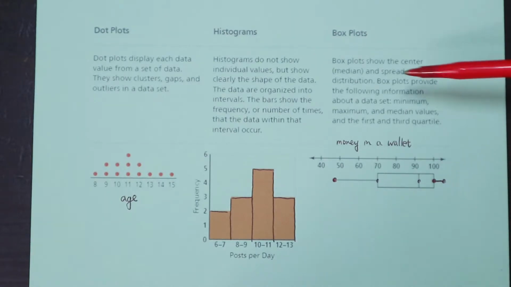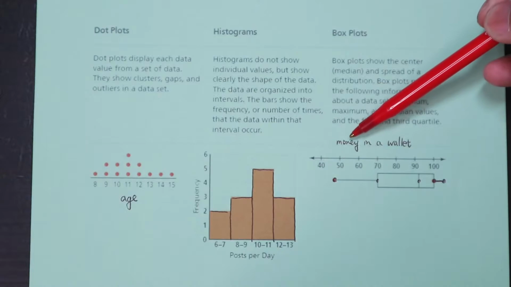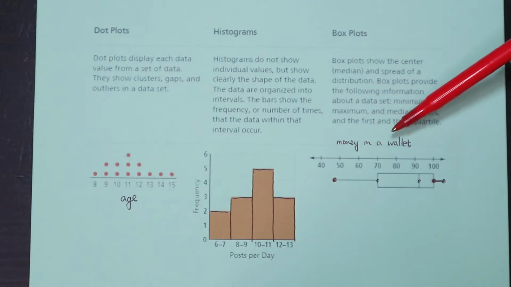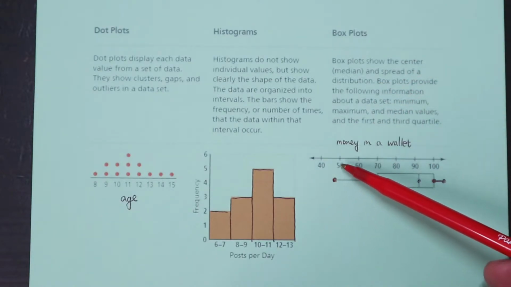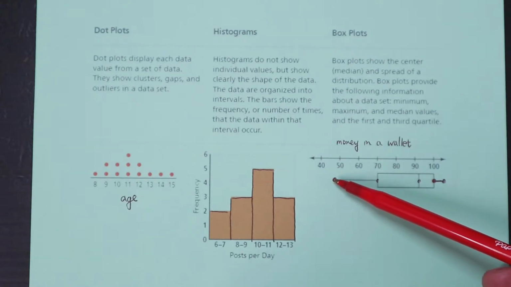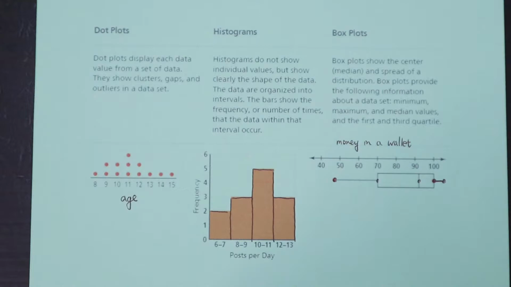Now in a box plot, let's say in this example, I want to find out how much money each person carries in the wallet. I see that the least amount of money one person carries is a little bit less than $50. But exactly how much, I don't know. And I see that there's one person that carries way more than $100 right here. Again, how much does he carry? I don't know.